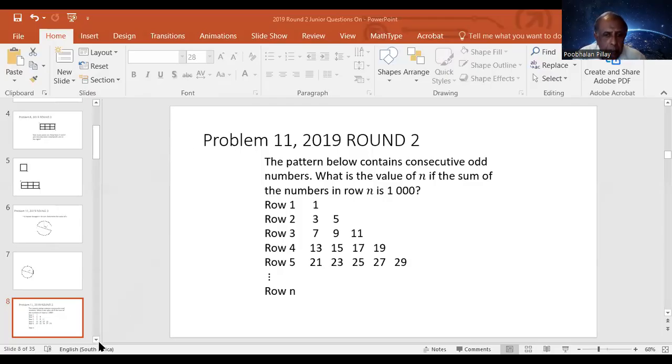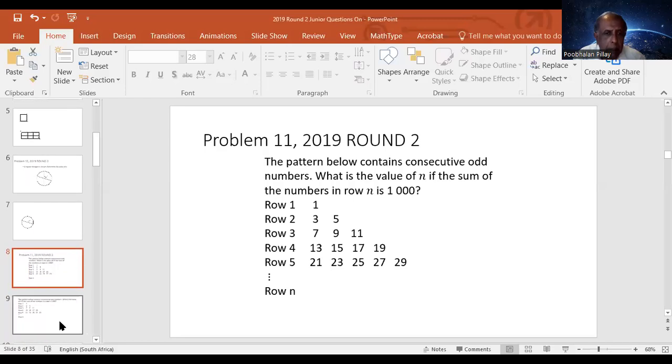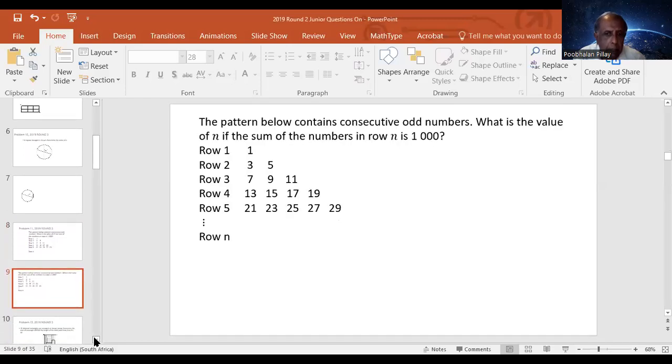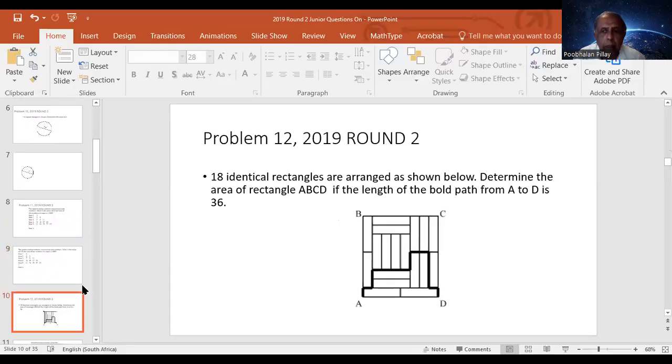The next one is going to problem 12 now. Let's read the question. 18 identical rectangles are arranged as shown below. Now, in a question, you have to digest all the pieces of information. So these rectangles are identical. They have exactly the same sides.